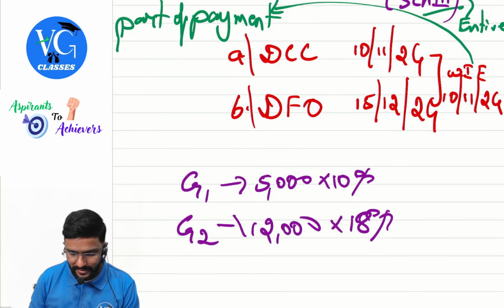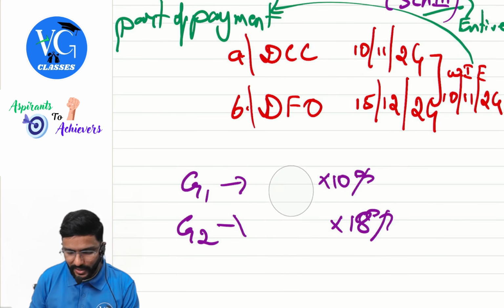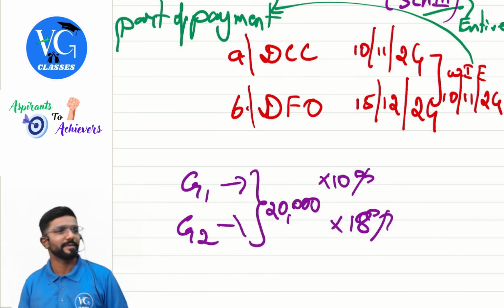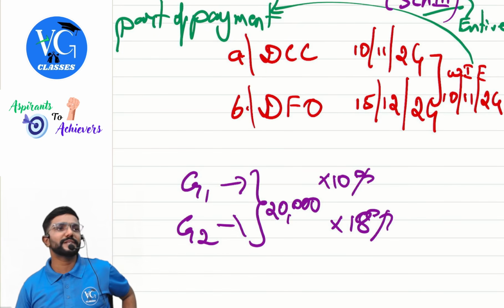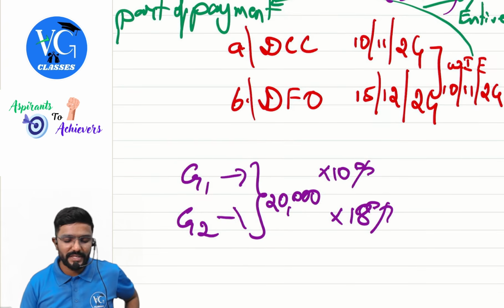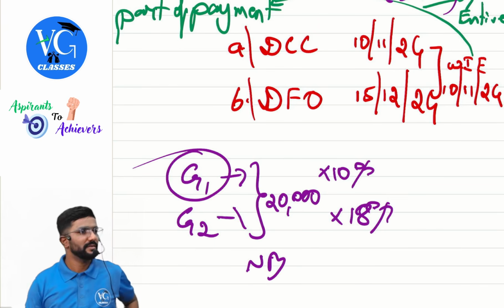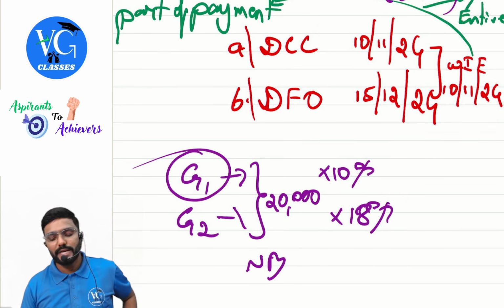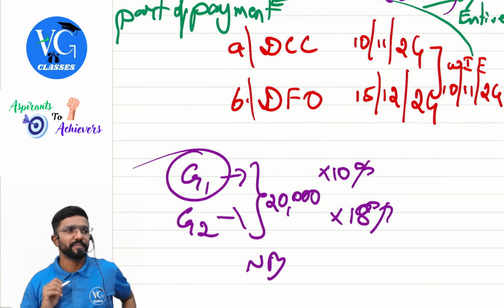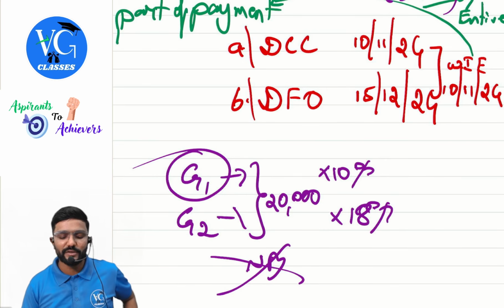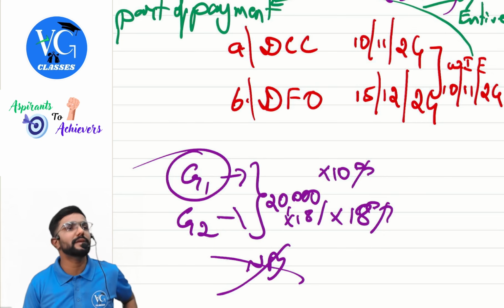Next, sir, both have been supplied for one single price of 20,000. Now, check whether it is naturally bundled. Assume it is naturally bundled. Identify which is the principal supply. Assume it is G1. Then on 20,000, how much is applicable? 10%. On the entire 20,000, 10%. Got it? Yes. Next, assume it is not naturally bundled. So on the entire 20,000, how much would be applicable? 18%.